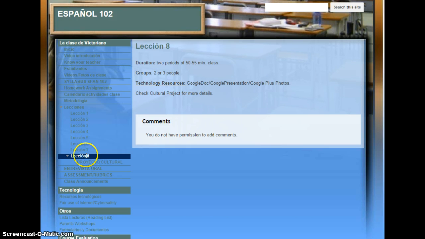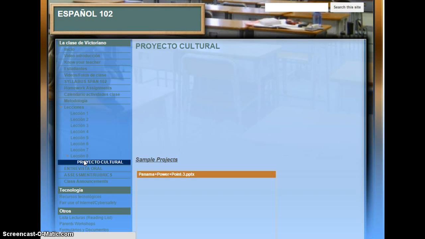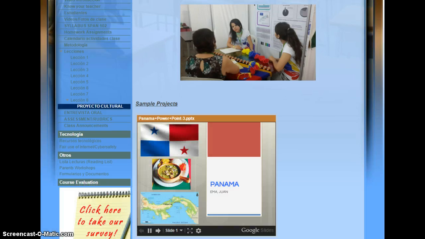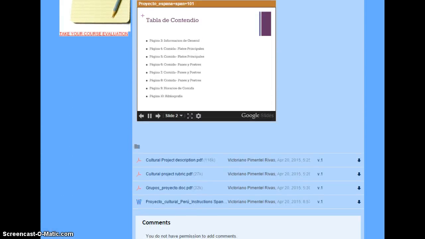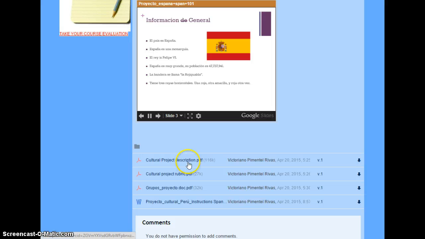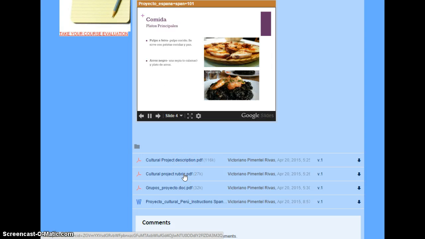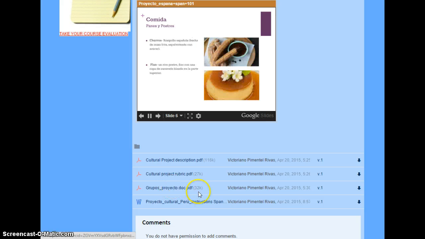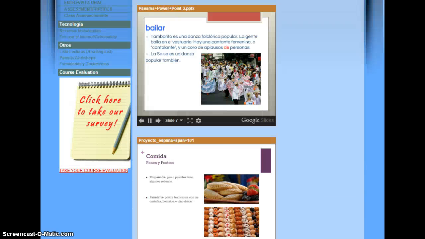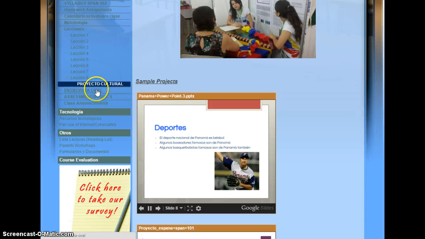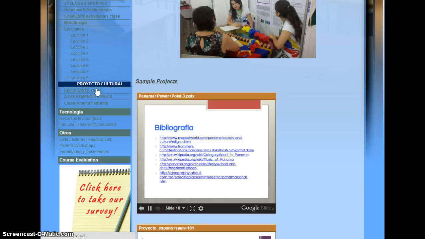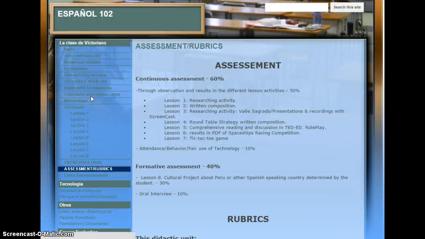In lesson 8, we have a cultural project. It's like a reinforcement of what they were learning during the previous lessons. The cultural projects here, they have some samples, and I attach different documents with the description of the project, rubrics, and the group projects. An oral interview, we said that. So assessment and rubrics.